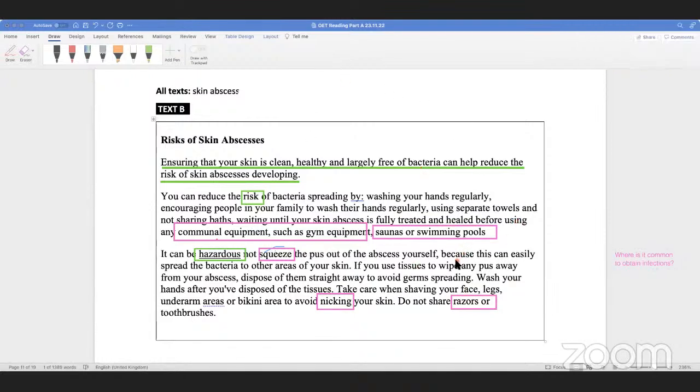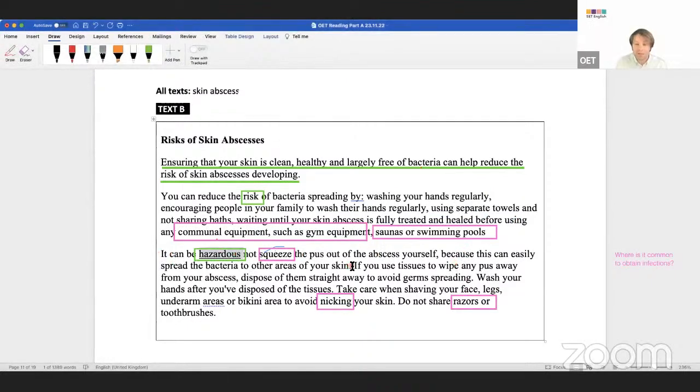Function-wise? Advice. I think it is recommendation. Advice. Yeah, it can be hazardous. If you use tissues to wipe away, you can reduce the risk of... Does anyone see that this is a kind of advice thing? These are things you should do, right? Yes. Reduce the risk.